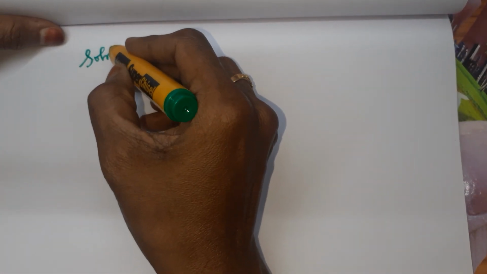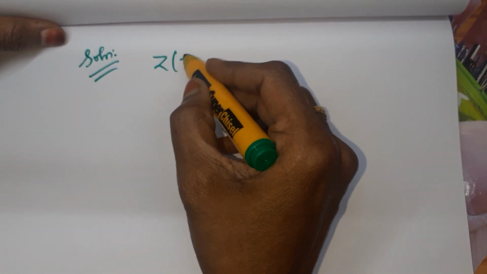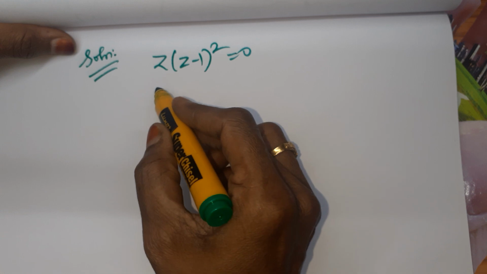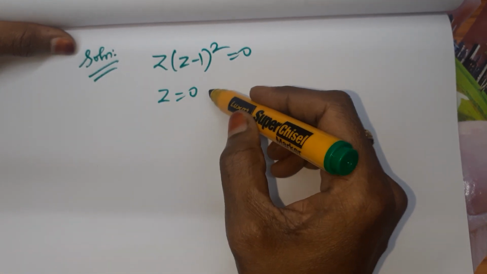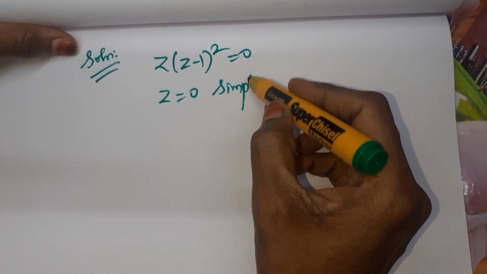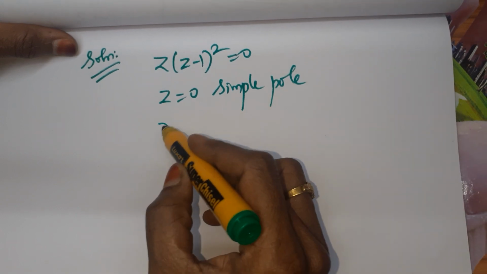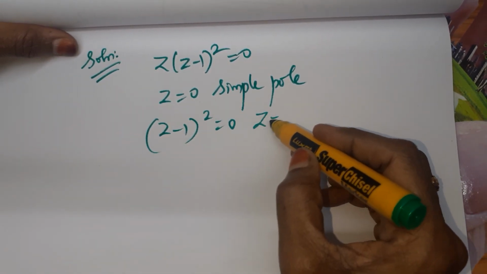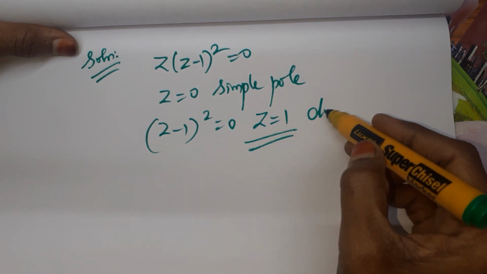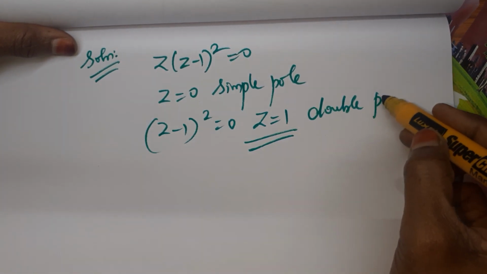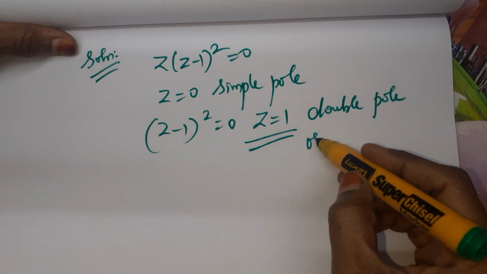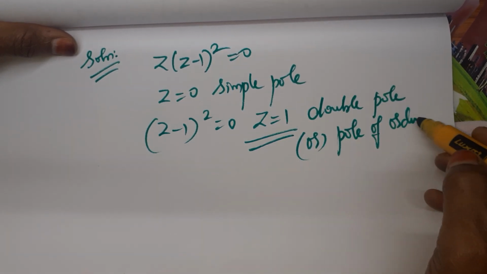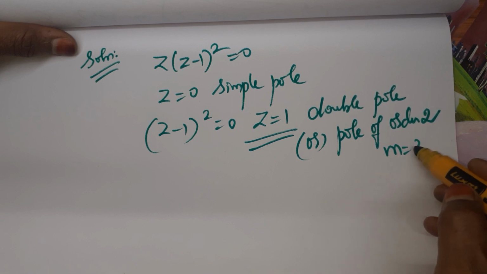So what we have in the denominator is z into z minus 1 the whole squared. Am I right? So z equal to 0 comes only one time, so it is a simple pole. And z minus 1 the whole squared equal to 0 means 2 times. So it is a double pole, or pole of order 2. That is m equal to 2.